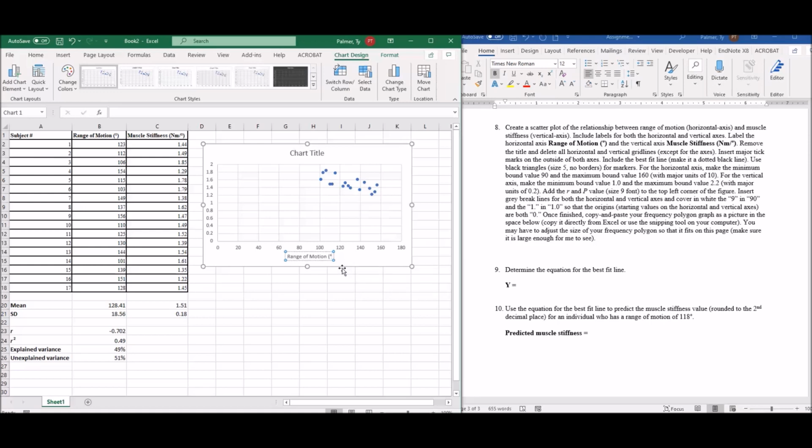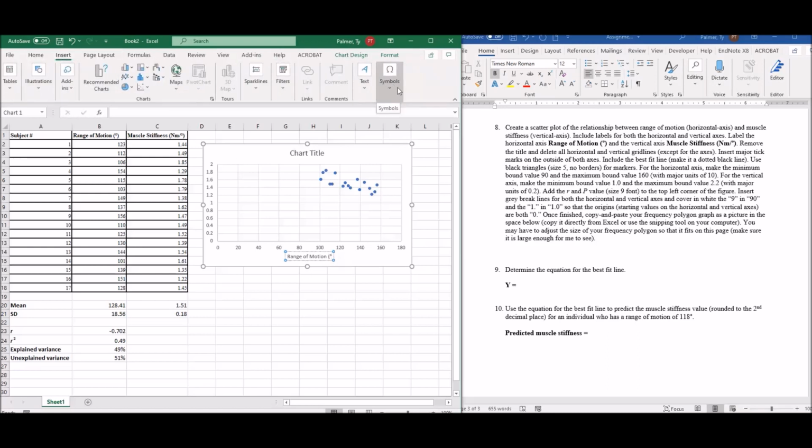And then yeah, so you can just copy the degree sign, or you can go to Insert and then go to Symbol, and you can find the degree sign under the symbols. That's another way of doing it. But simply you can just copy and paste and then close parentheses there. Range of motion, remember, is measured in degrees.